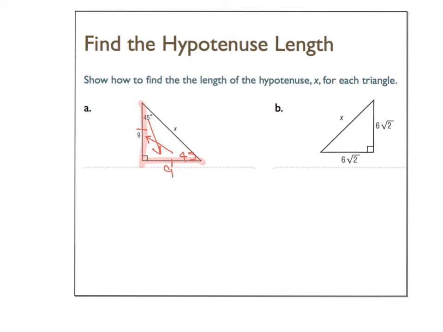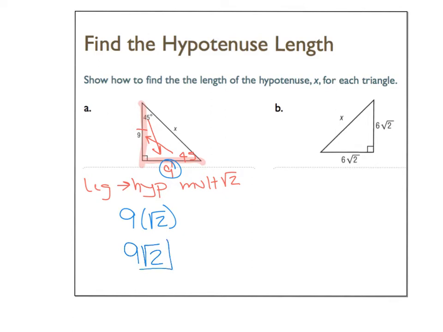So remember our rule from the leg to the hypotenuse: we need to multiply by root 2. So we're going to take our leg value, our 9, and multiply that with root 2. What this becomes is just 9 root 2. Because we want this as an exact answer, we're not going to multiply the 9 with root 2, because then we'd have to round our answer and it wouldn't be exact anymore. So that's your answer, 9 root 2. That's the value of the hypotenuse.